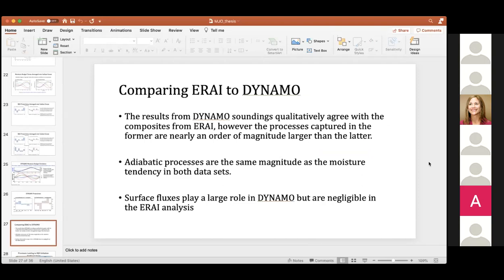So just to quickly compare the two results, they qualitatively agree with each other, although the processes in DYNAMO are about a magnitude larger than in ERA-Interim, but that can be explained by the domain averaging. We also see that adiabatic processes are the same magnitude as the moisture tendency in both data sets, signifying that adiabatic processes cannot be neglected. And we see that surface fluxes play a large role in DYNAMO, but are negligible in the ERA-Interim analysis.